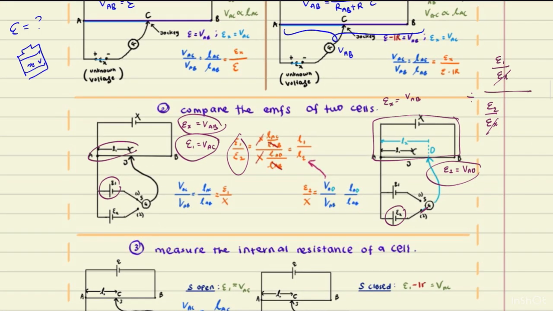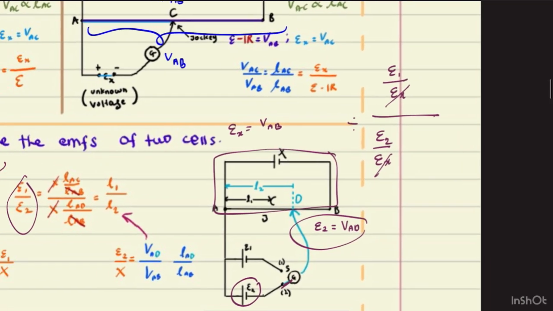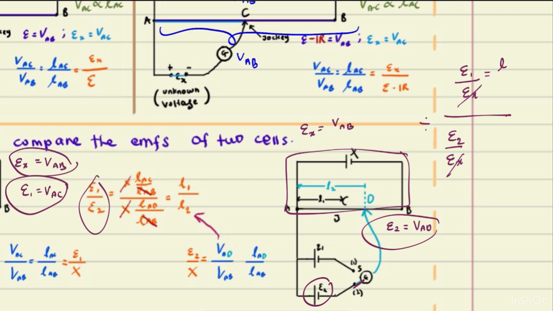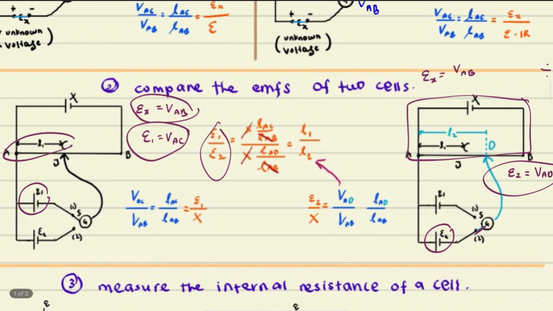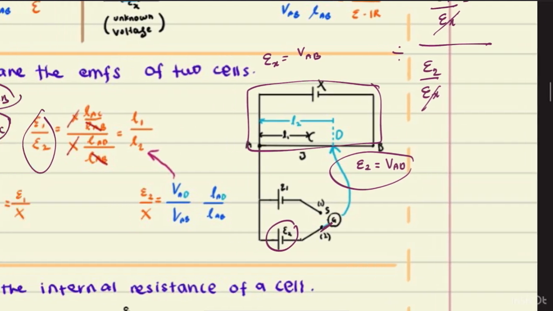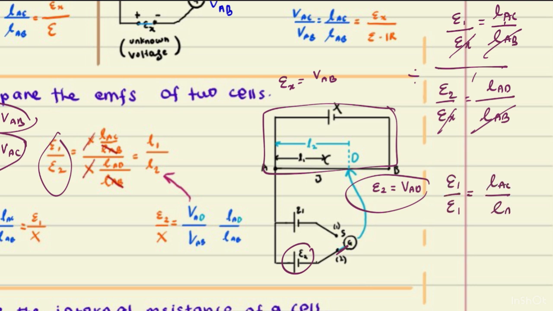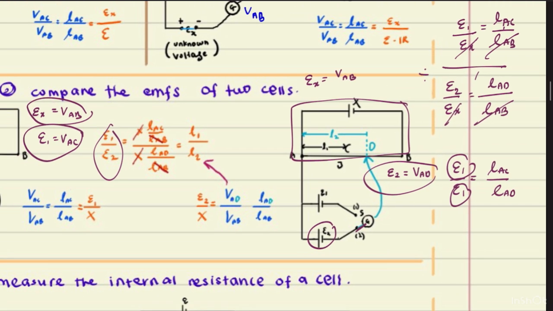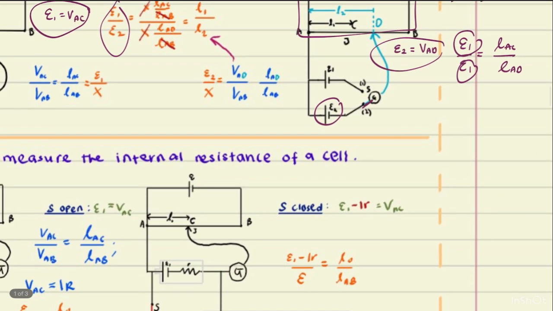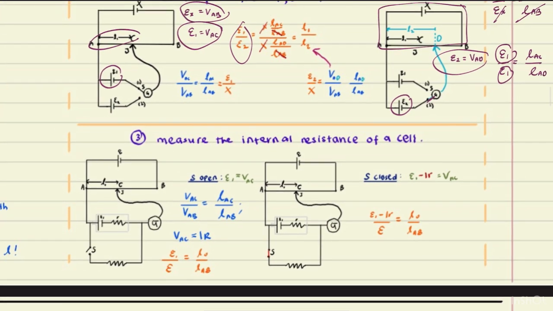Okay, apa yang Miss cakap tadi lah. So, ini kita ada E1 over EX sama dengan length 1, which is length AC over length AB. So sini pula length AD over length AB, benda yang sama cancel. So E1 over E2 equals length AC over length AD. Macam tu. So kamu boleh dapatlah cari EMF ni berapa. Okay, through the lengths je lah kamu compare the length. Itu the second application, which is the second learning outcome.